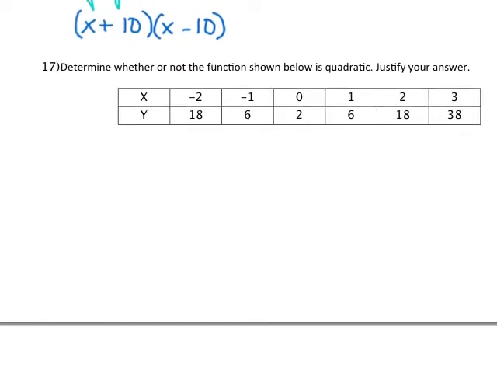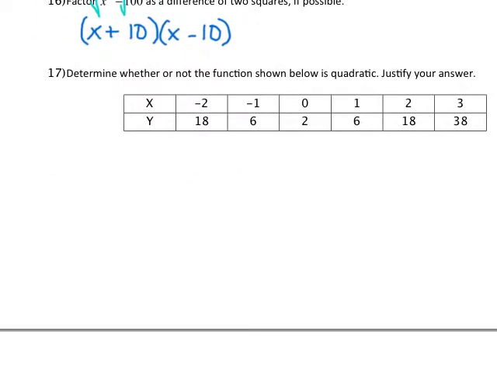All right, 17, last one on this page. We'll probably cut off this video after this problem. Determine whether or not the function below is quadratic and justify your answer. Remember, from looking at a table, a function is quadratic if its second differences match. So I want to do 6 minus 18. When I do 6 minus 18, I get -12. Then I would do 2 minus 6, and I get -4.